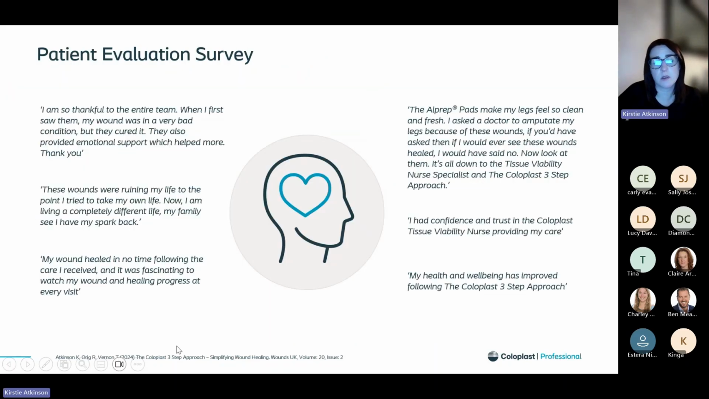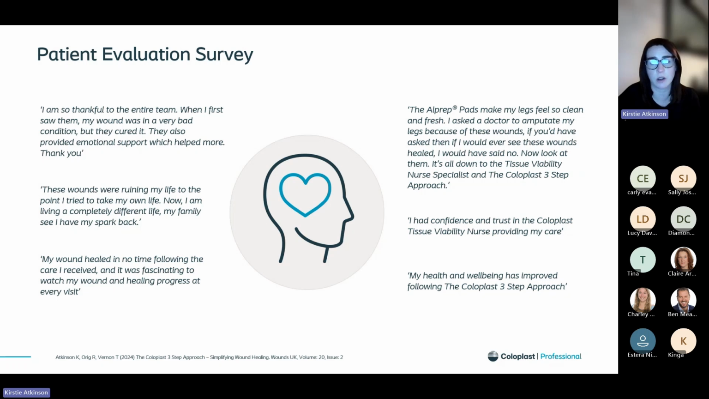And these are just some of the comments that we've had from patients that have taken part in the evaluation. The one that says, "Alldress pads make my legs feel so clean and fresh. I asked a doctor to amputate my legs because of these wounds. If you would have asked then if I'd ever seen these wounds healed, I would have said no. And look at them now. It's down to the tissue viability nurse specialist and the Coloplast 3-step approach." That quote is from Jane, who I've just showed you as well.